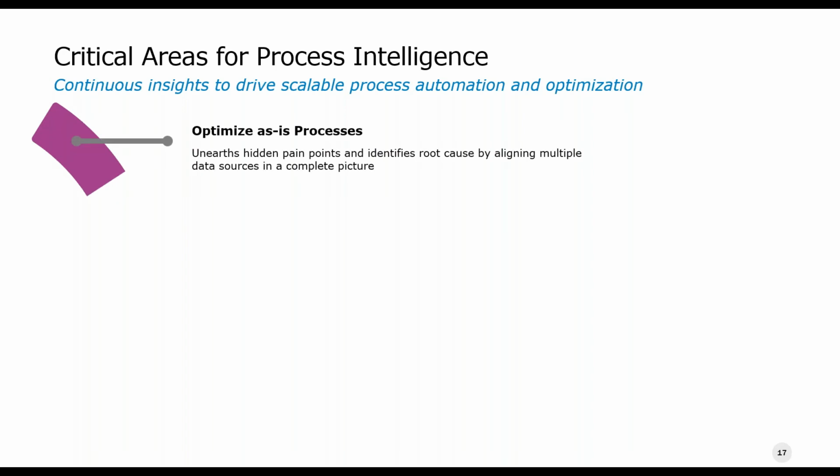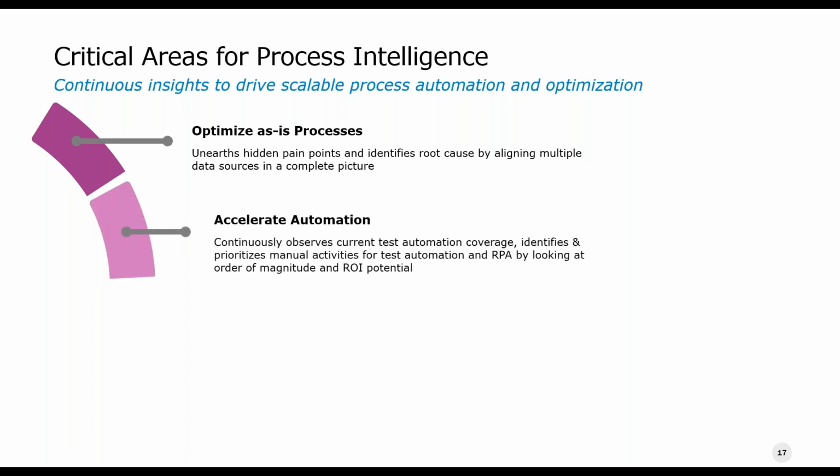Optimizing production processes, so trimming down the wasteful variance, looking at those underlying processes to find hidden pain points and the reasons behind not so hidden pain points. Accelerate your automation by tracking automation progress, automation coverage, and prioritizing that next set of automation targets.